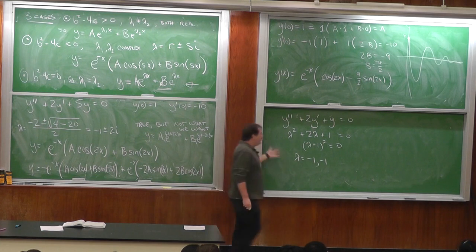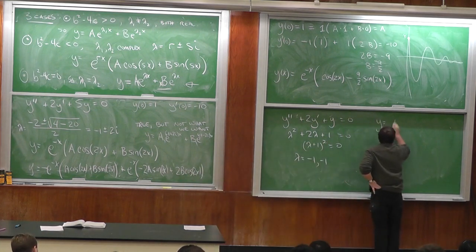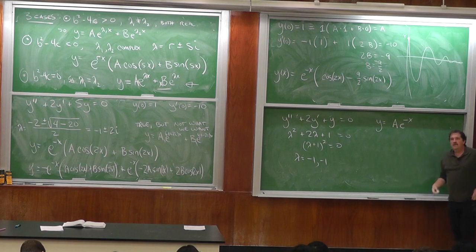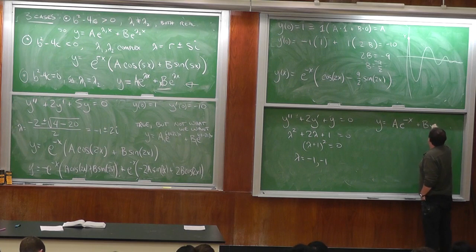And so if you don't think very hard, you would think that the solution just looks like y equals some constant e to the minus x. But that doesn't give you everything. We have to add on another constant, x e to the minus x.